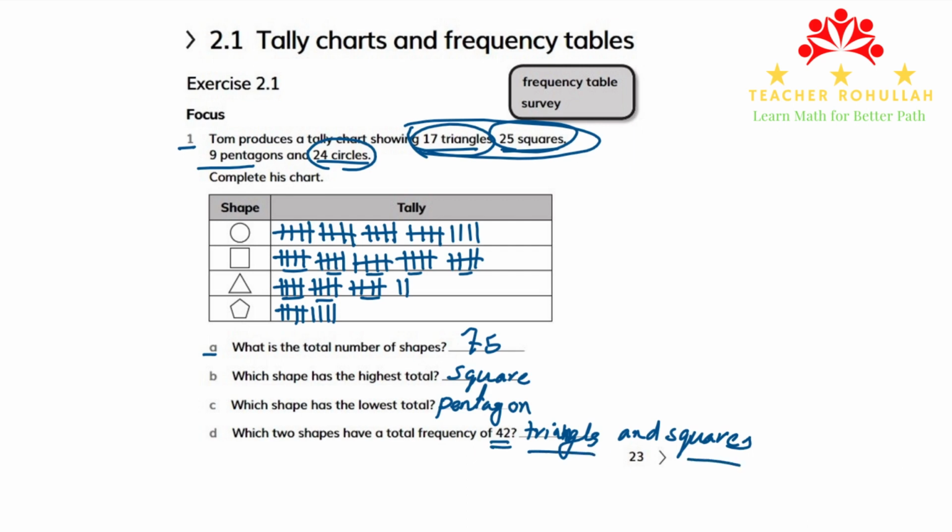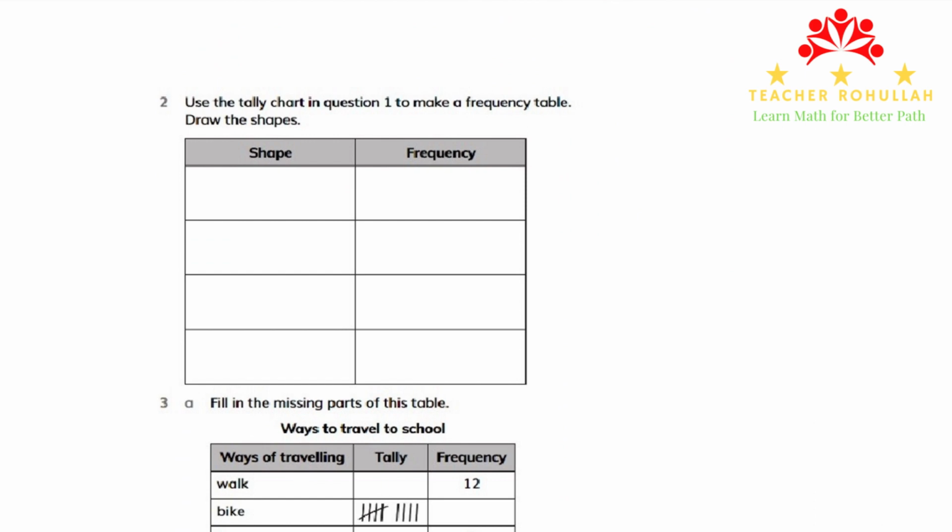We are done with question number 1. Let's scroll down to move to question number 2. In question number 2, it says, use the tally chart in question 1 to make a frequency table. Draw the shapes. So in the first column, we draw the shapes. In the second column, we use frequency. Frequency shows how often something occurs.